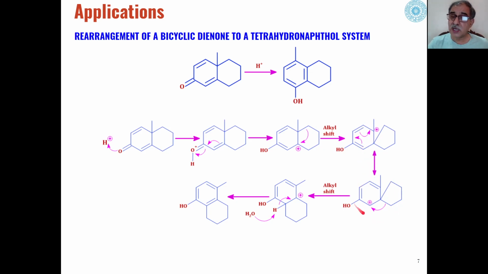Then this carbocation again undergoes an alkyl shift with the expansion of this five-membered ring to a six-membered ring, and we will get this type of carbocation. And with the removal of H positive ion from here, the aromatization of this ring will take place to give us phenols as the product. So this is how natural products undergo dienone phenol rearrangement in case of bicyclic dienones.